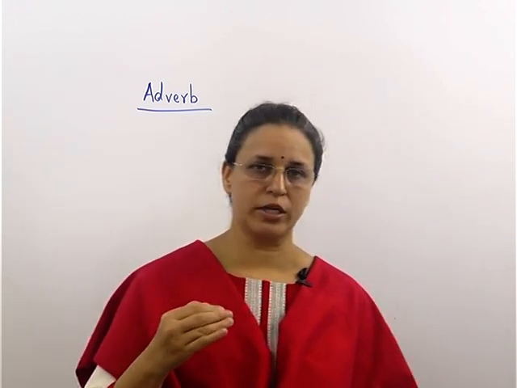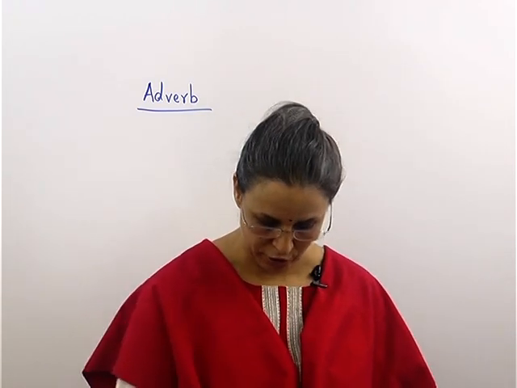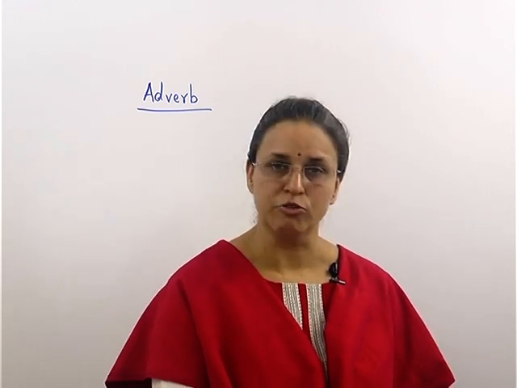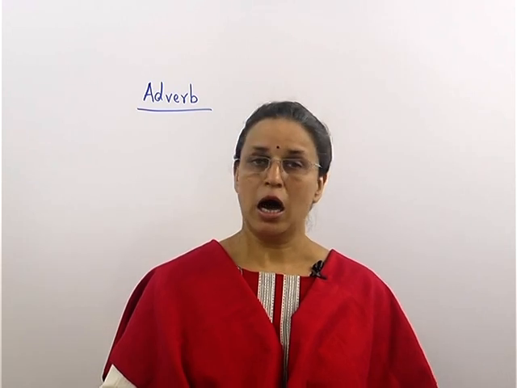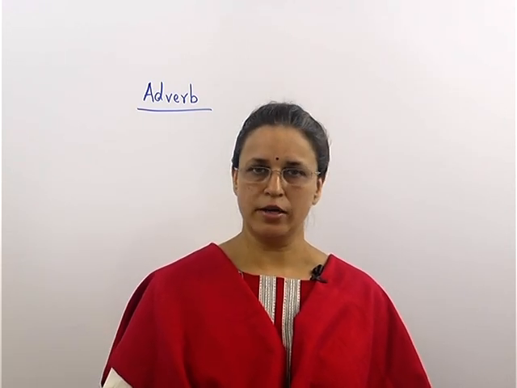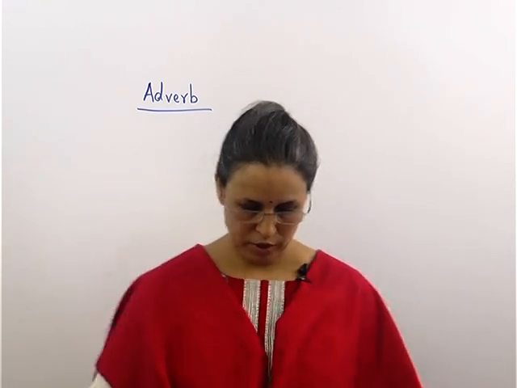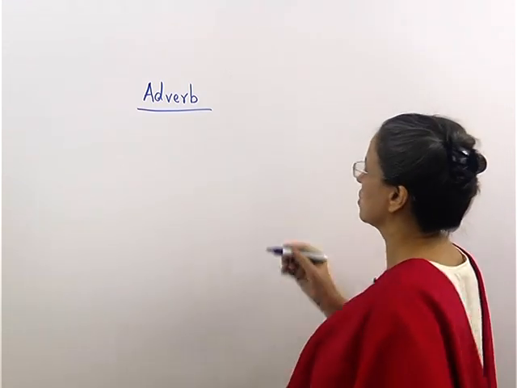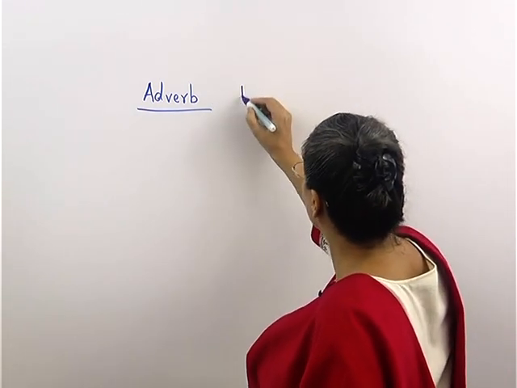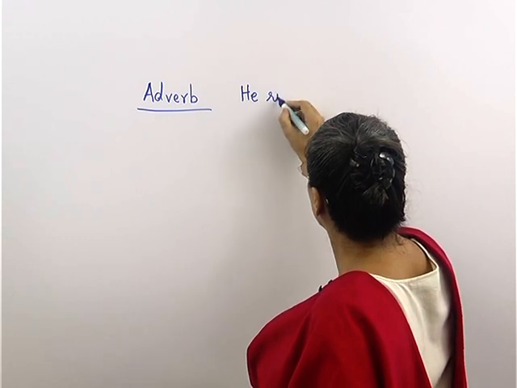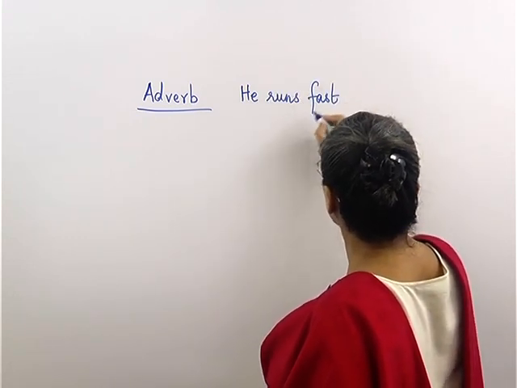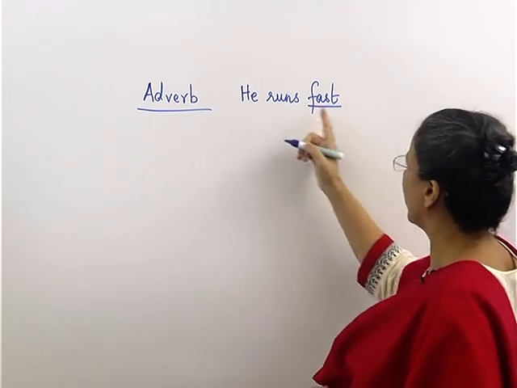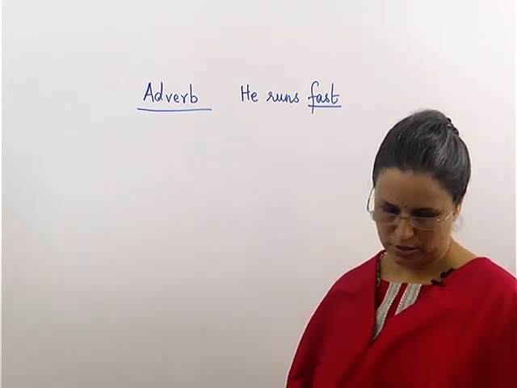Now, we will see how it tells you more about one thing. First, it tells us more about a verb. Verb means Kriya, Kriya means action. How he does something, it can tell you that. Now, see over here, he runs fast. In this, he runs fast. So, fast is an adverb and it is telling you how he runs.